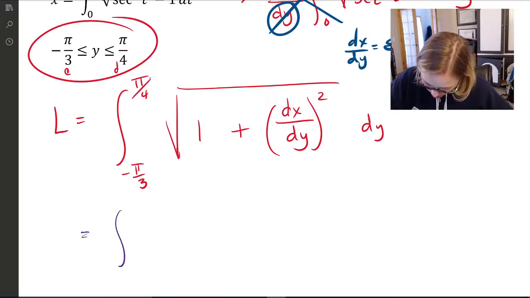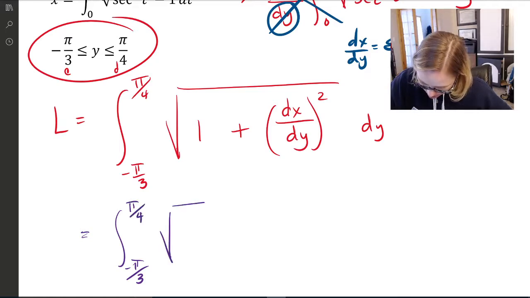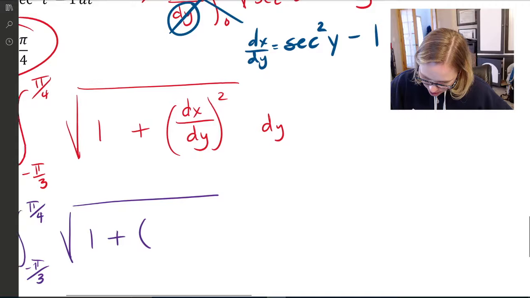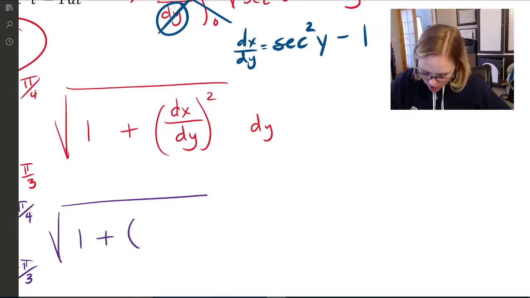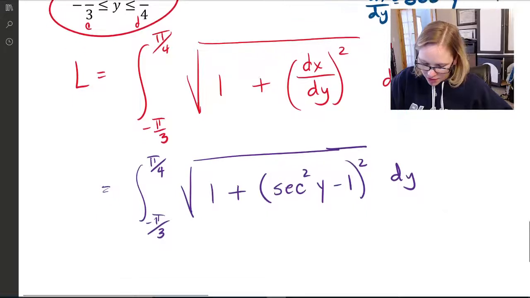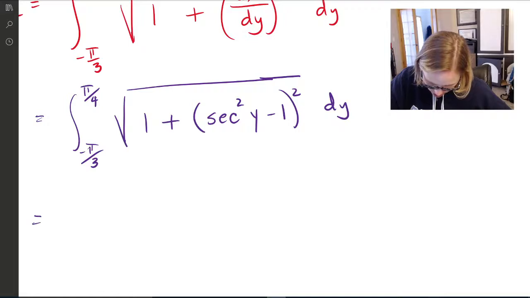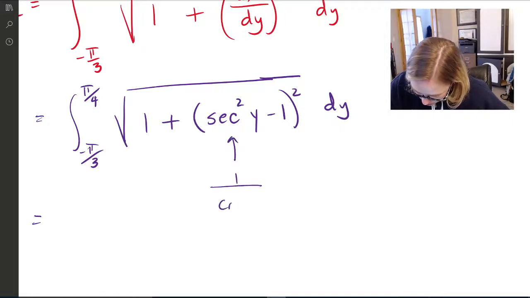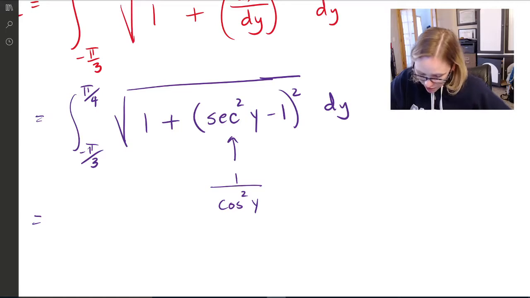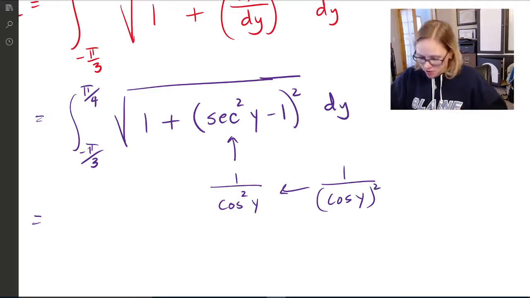So my length of curve will be from negative pi over 3 to pi over 4, of the square root of 1 plus, all right, so my derivative was secant squared y minus 1, squared, dy. Now I can't plug secant squared into my calculator, so I'm going to have to work around that. So what I'm going to do is rewrite this as 1 over cosine squared. As a matter of fact, I'm not even going to write it as 1 over cosine squared. I'm going to write it as 1 over cosine of y with parentheses around it, squared. So that's how I'm going to enter it into my calculator.